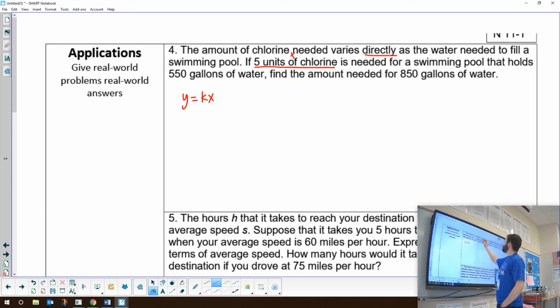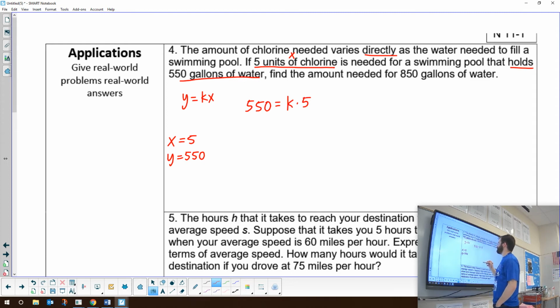Let's make this my x value. So my x for my first problem is going to be 5. And then let's make this holds 550 gallons of water as my y value. So then, if I know it varies directly, we can write our equation. We can have 550 equals k times 5. We're just replacing there. Now, we're going to solve for my constant of variation.